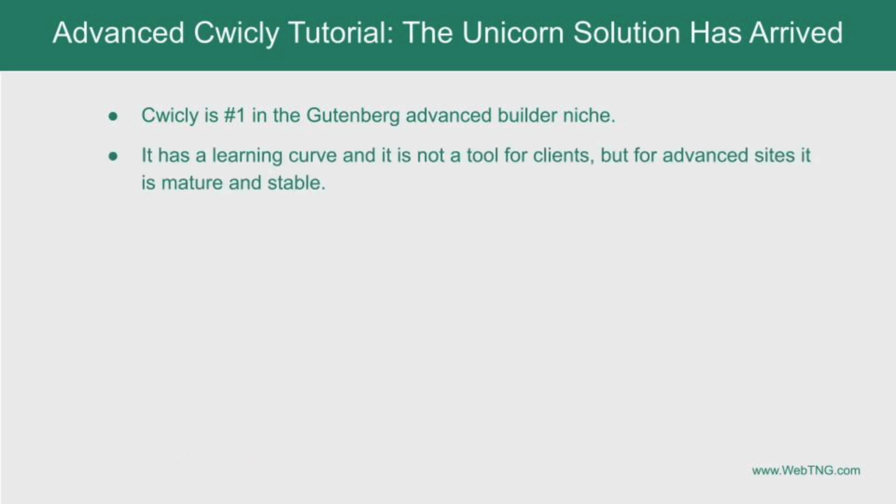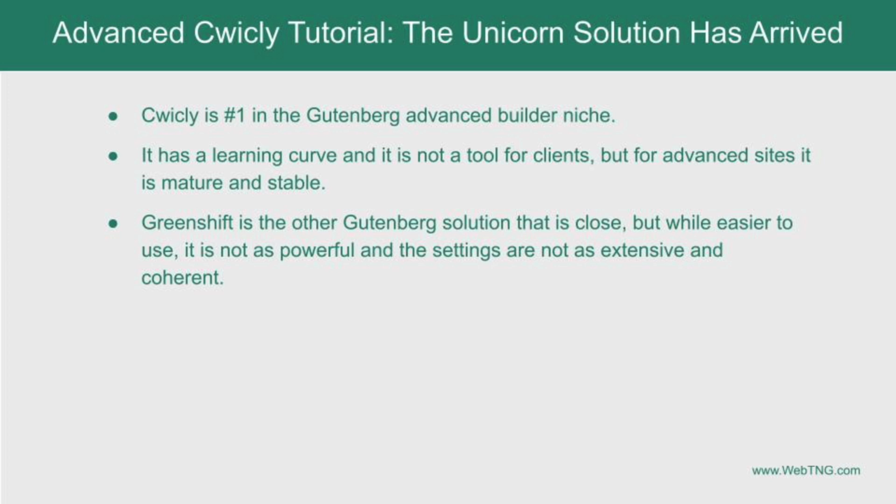Cwicly has a learning curve. It's not a tool for clients. But for advanced sites that need a lot of dynamic data features, I'd say that Cwicly has arrived. Even though it's still getting big new features, it is mature and stable enough for production use. The only Gutenberg solution that's even close for advanced dynamic data features is GreenShift, and it has its nice qualities and is easier to use.